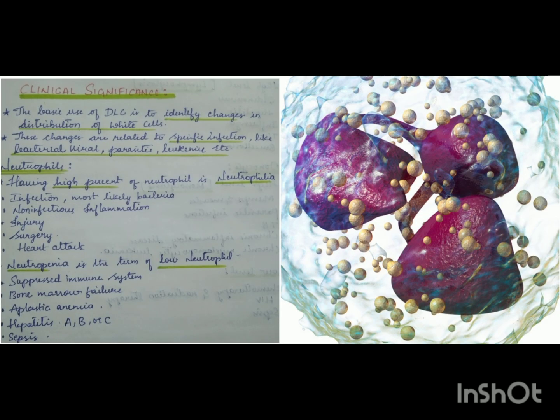Let's know about clinical significance. The basic use of differential count is to identify the changes in distribution of WBCs. These changes are related to specific infection like bacterial infection, viral infection, parasitic, leukemic, etc. Neutrophils. In high condition, it is known as neutrophilia. They are seen in infection, non-infectious inflammation, injuries, surgeries, heart attack. In low condition, it is known as neutropenia. They are seen in suppressed immune system, bone marrow failure, aplastic anemia, hepatitis A, B or C, and sepsis.